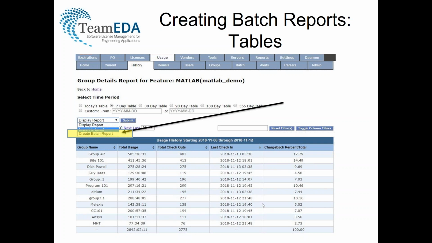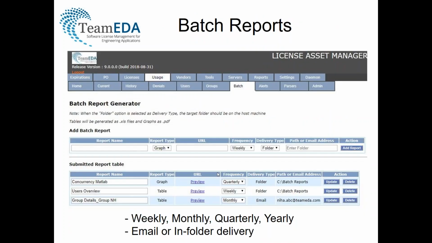I generate the report that I want. Yep, I want this report weekly. I come over here to the drop down, hit create batch report, and it takes me again back to this page. The URL is completed. You give it a user-friendly name. This will say table, and then how frequently do you want it? Weekly, monthly, quarterly, and then how do you want it delivered?